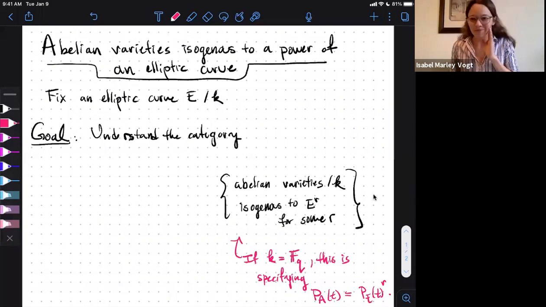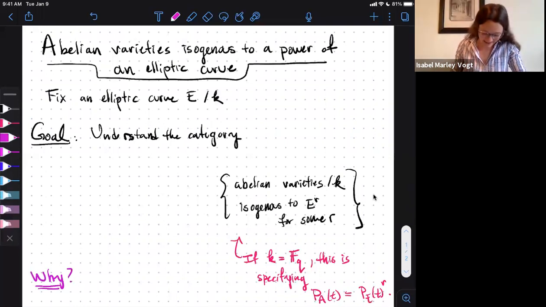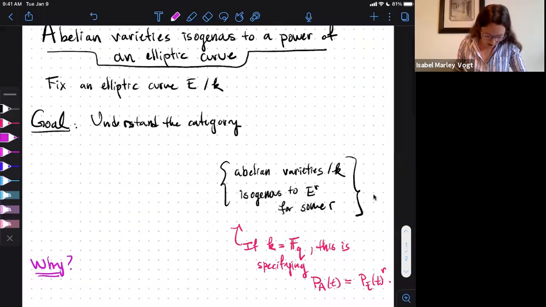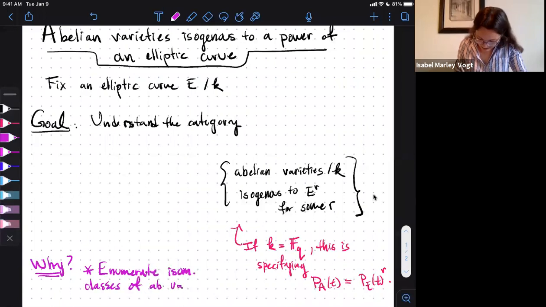So you might ask, why is this my goal? Why is this what I want to do? And hopefully I'm going late enough in the conference that this has already been sufficiently answered by many other people who have talked about related things. So I'll just say briefly, perhaps you want to enumerate isomorphism classes of abelian varieties over F_q in an isogeny class.